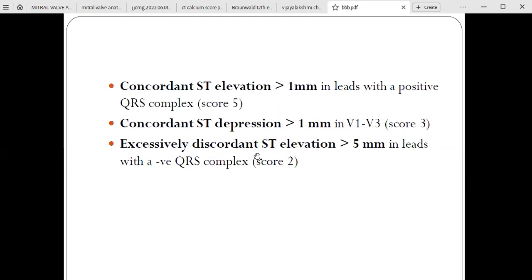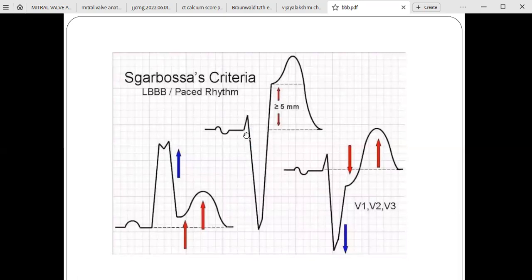Normally, as we have said, the ST elevation will be discordant. So if the QRS is negative, there will be ST elevation. If the QRS is positive, there will be ST depression. If there is excessively discordant ST elevation, meaning more than 5 mm of elevation of the J point from baseline, it is called a positive Sgarbossa criteria.